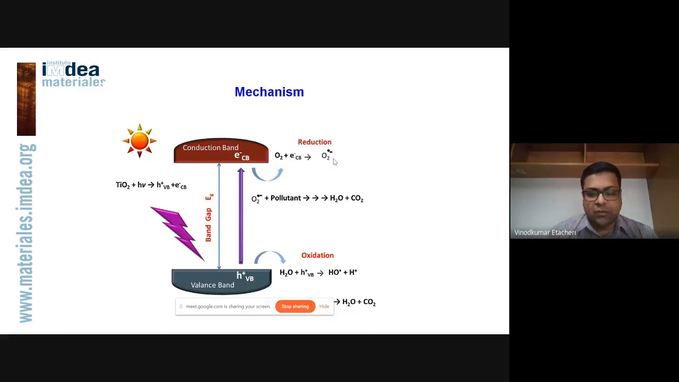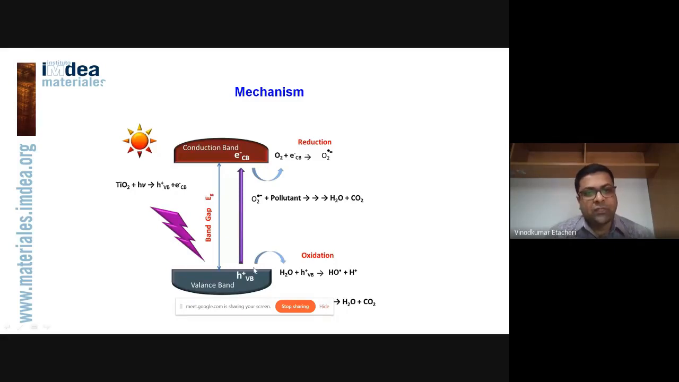So whatever it may be, the reaction could be water oxidation or water splitting or solar cells, or it could be dye degradation. Any of these reactions, these free electron-hole pairs are responsible for such reactions.